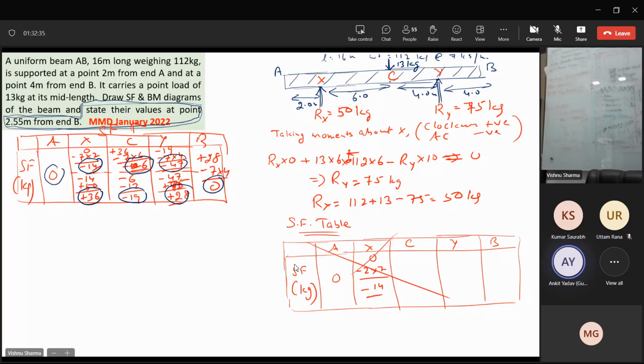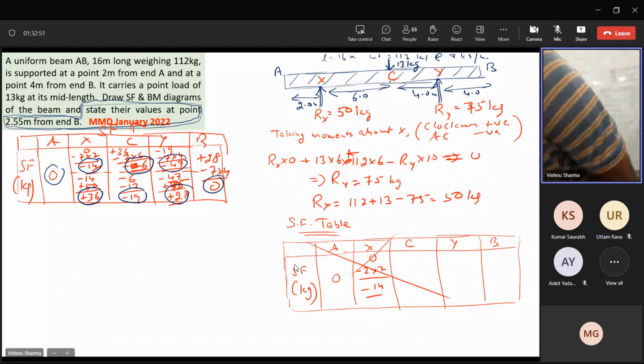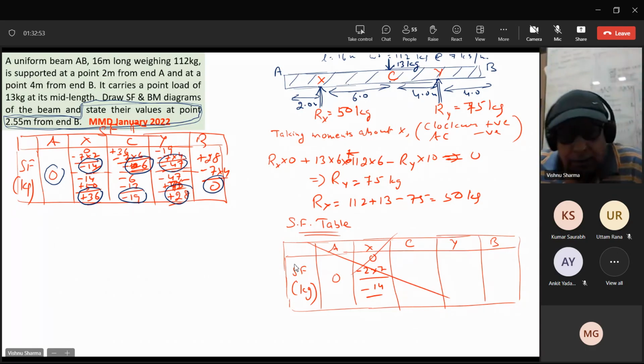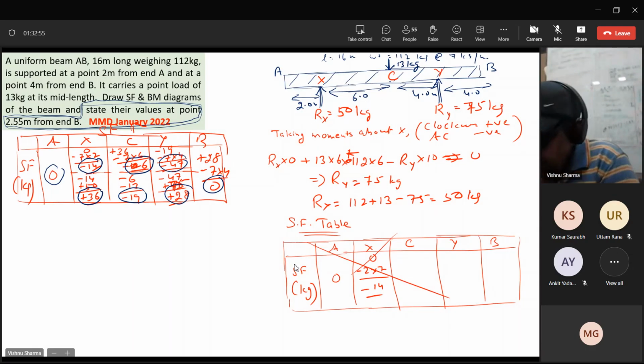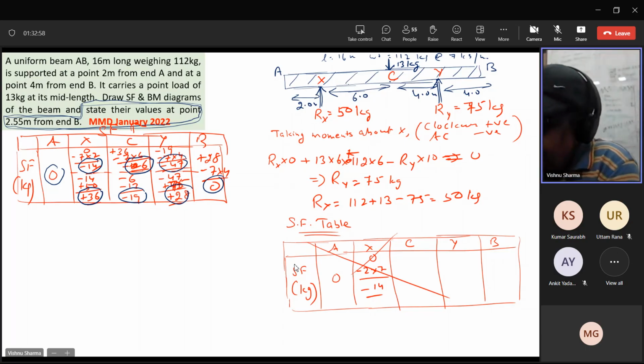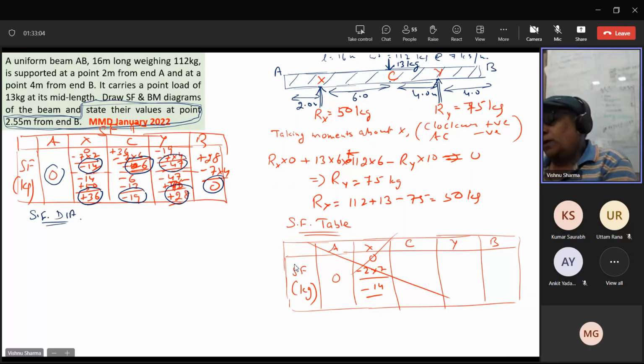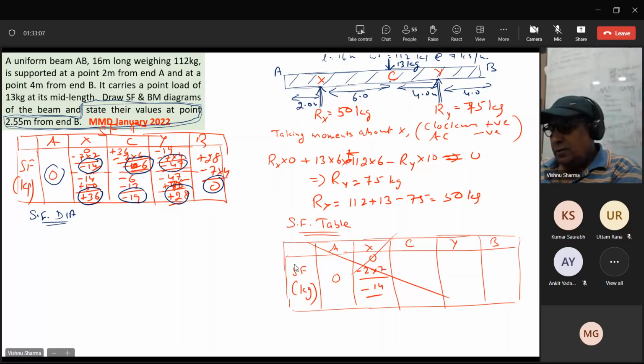Yes, sir, complete. Anybody else still doing, guys? Everybody's okay. Now let me change the question. Anybody has any doubts on SF table now, since it's complete? None? Okay. Please make the SF diagram now. That's the next step. And if that is made correctly, that means half of the question is done.